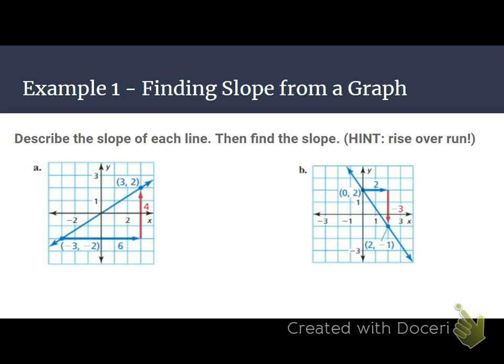On these, we are asked to describe the slope. So that means one of our 4 options we just had. And then also find the slope. And our hint is to use rise over run.